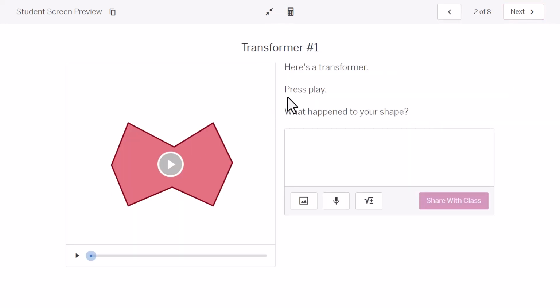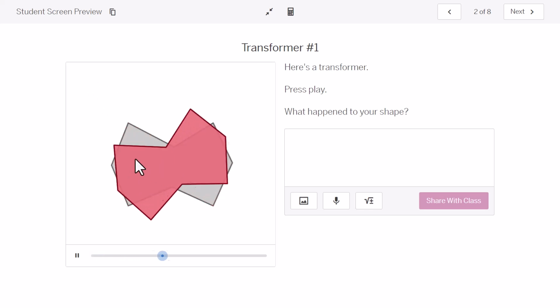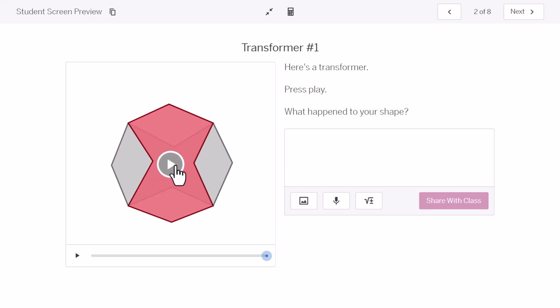So here's our shape. You can see the shape here, and when we press play, the shape will move, and our job is to describe that movement. Let's go ahead and hit play now. Now remember, we're going to try to describe this movement. Let's do it one more time. So what happened to your shape?